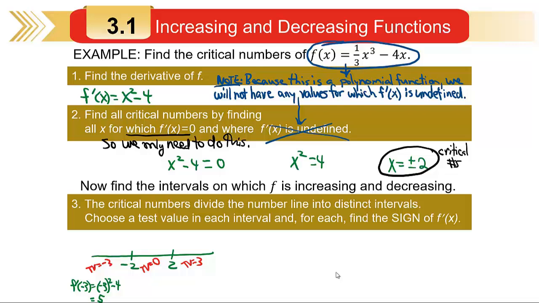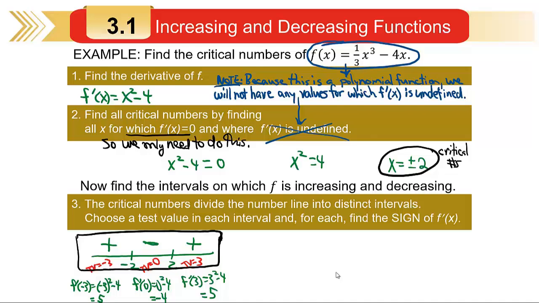So if you plug minus 3 into the derivative, which is x squared minus 4, you get minus 3 squared minus 4, which is 9 minus 4, which is 5. You really don't care what the value is other than the fact that it's positive. So label your interval as positive. Then you move to the second test value, 0. Plug 0 into the derivative. 0 squared minus 4 is negative 4. That's negative. Again, I don't care about the magnitude. I just care whether it's positive or negative. And lastly, take 3, plug it into the derivative, and you get 5, which is, again, positive.